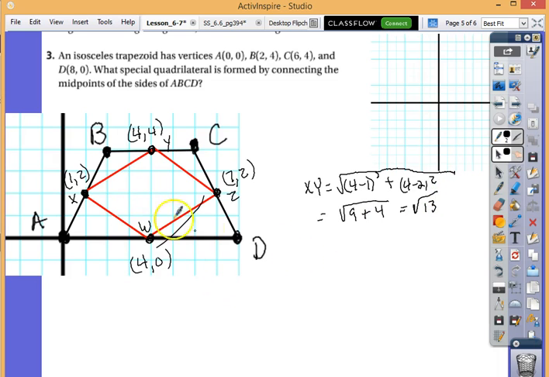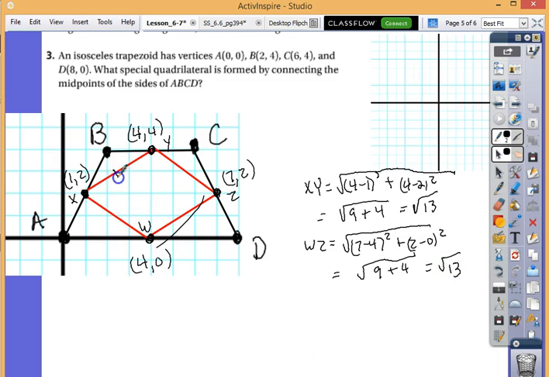Now, if its opposite side is the same, I'm going to go ahead and do the opposite side really quick. So that's (7 minus 4) squared plus (2 minus 0) squared, which is also equal to 9 plus 4, which is the square root of 13. So I know that this side right here is congruent to this side right here.